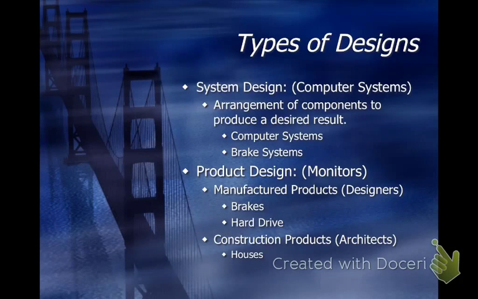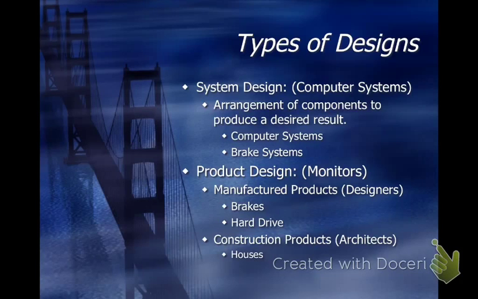Well, there's two types. One's a system design and one is a product design. As you can see, the system consists of a bunch of parts working together. We should have learned that the past few years in 7th and 8th grade. So a system is a bunch of parts working together. We can design a system. Here's a couple of examples. A computer system, which contains the monitor, the CPU, the tower, the mouse, the keyboard, the speakers. You can keep going on, all the little pieces that make it up.